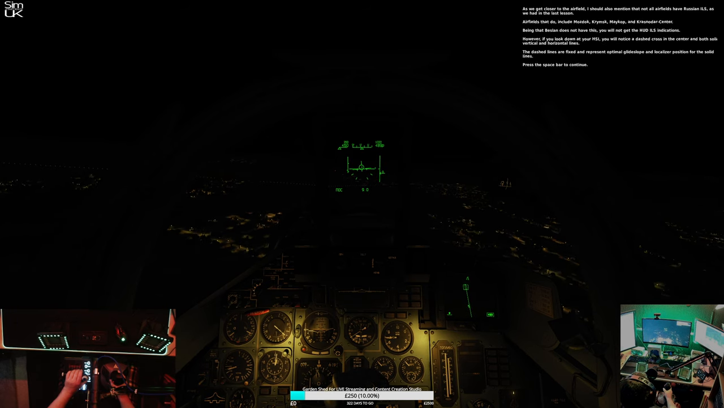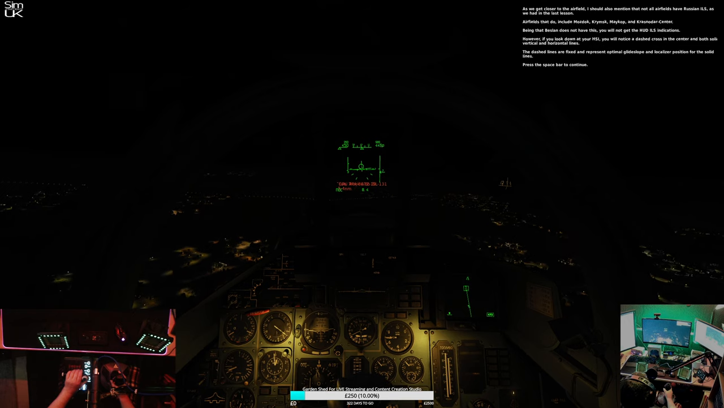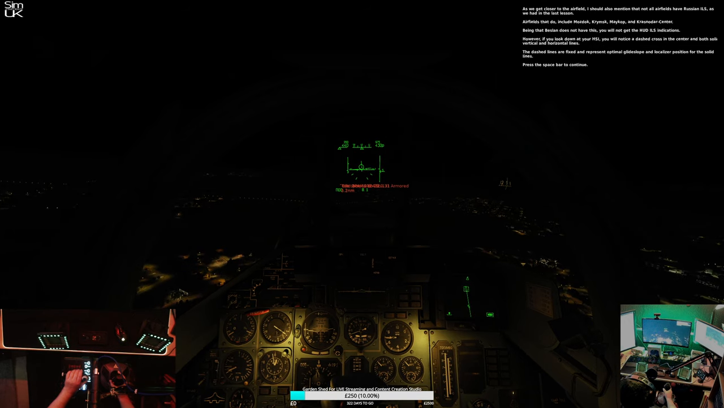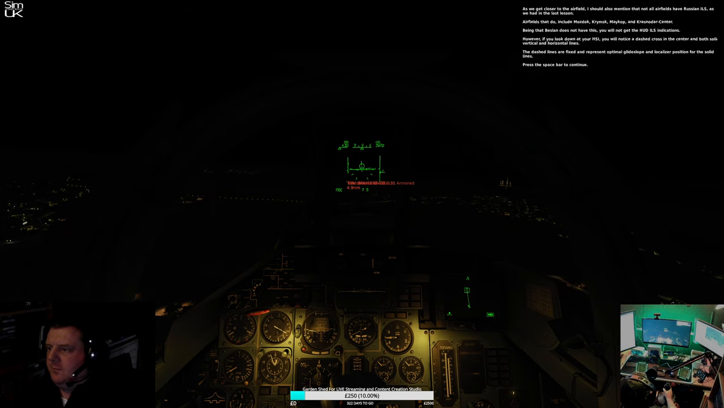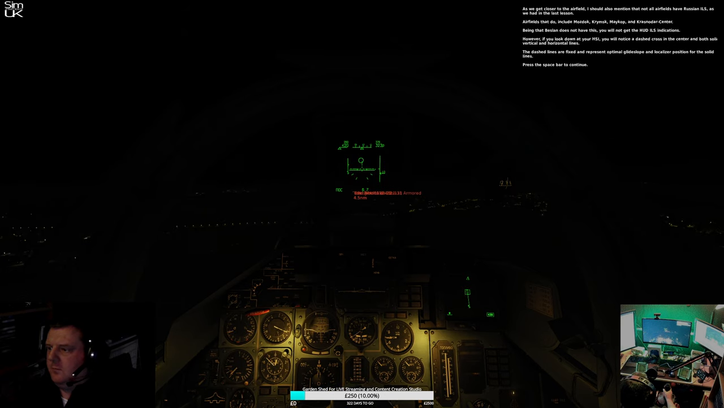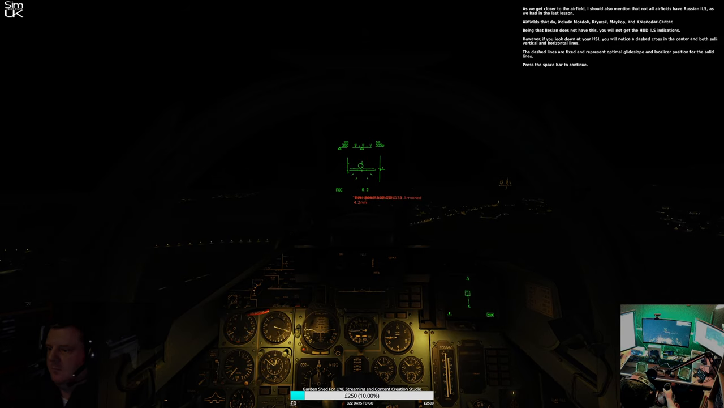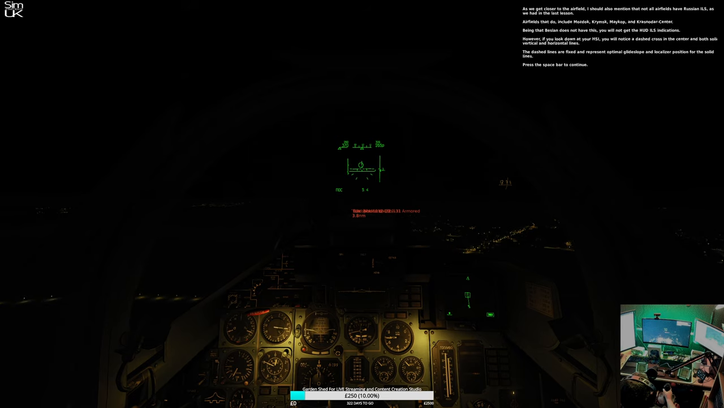As we get closer to the airfield, I should also mention that not all airfields have Russian ILS, as we had in the last lesson. Airfields that do include Mozdok, Krimsk, Mykop, and Krasnodar Center. Being that Beslan does not have this, you will not have the HUD ILS indications. However, if you look down at your HSI, you'll notice a dashed cross in the center and both solid vertical and horizontal lines. The dashed lines are fixed and represent the optimal glide slope and localizer positions with the solid lines. Press the space bar to continue.